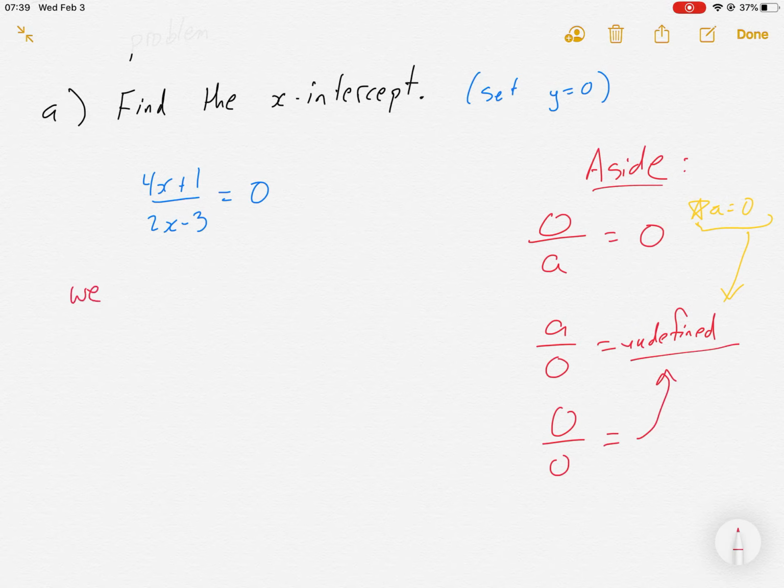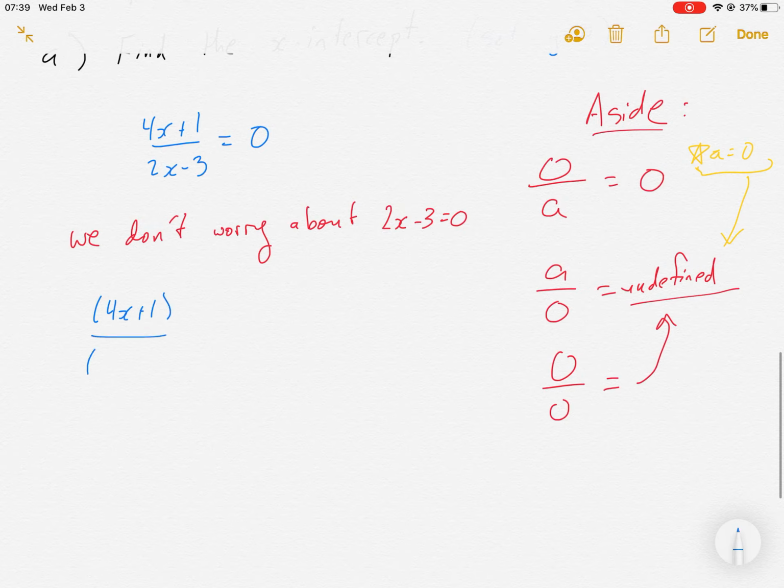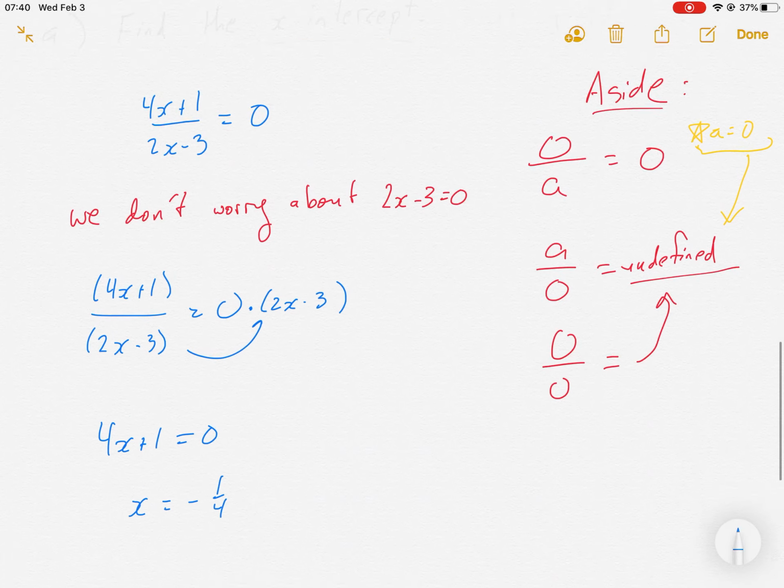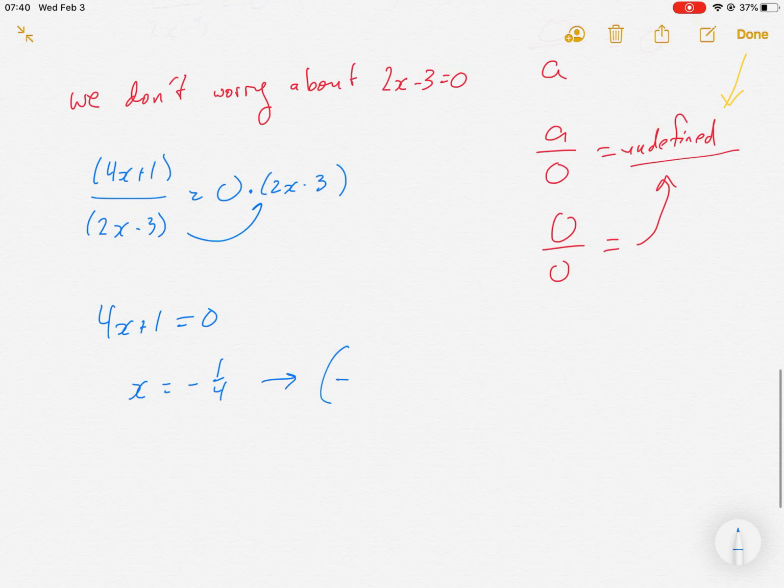So what I'm going to do is take that 2x minus 3 and multiply it to the other side of the equation, as if it was just a number. Now 0 times 2x minus 3 is just 0, so now I'm left with 4x plus 1 equals 0, which hopefully looks pretty familiar. This is a linear single variable equation to solve. So subtracting 1 and dividing by 4, I should end up with negative 1/4. And remember, we were solving for our x-intercept. So my x-intercept is negative 1/4 and 0.